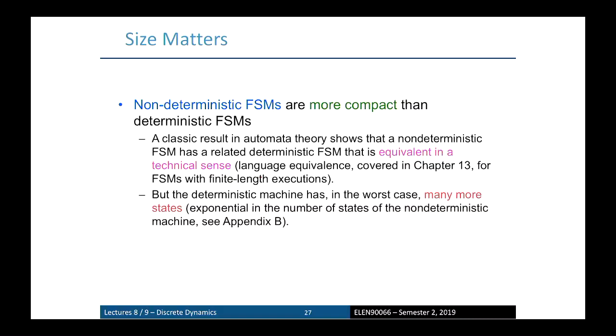So, in other words, you can always find a related deterministic FSM for a non-deterministic FSM.